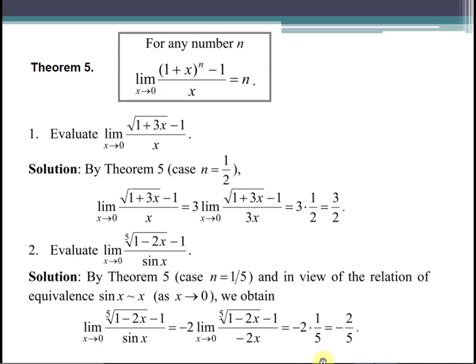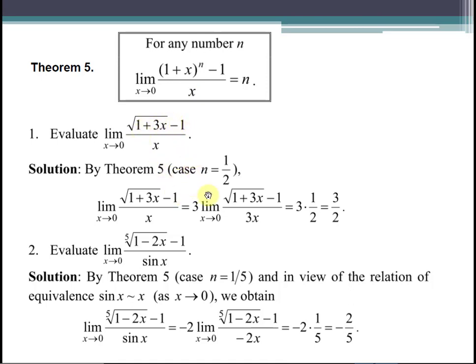Theorem number 5. For any number n, we have the following equation: the limit as x tends to 0 of ((1 plus x) to the power of n minus 1) over x is n. Let's use this formula and solve the next examples. Example number 1: evaluate the limit as x tends to 0 of (square root of 1 plus 3x minus 1) over x by this theorem.